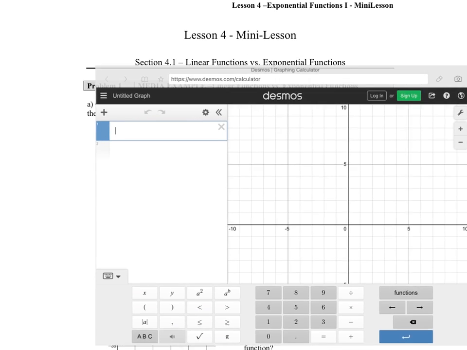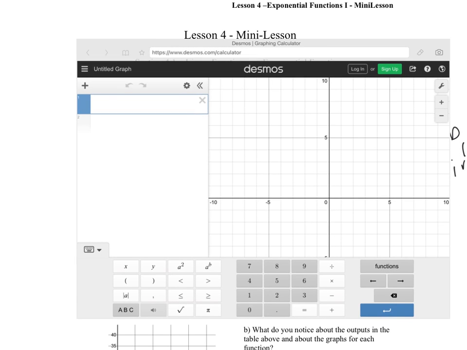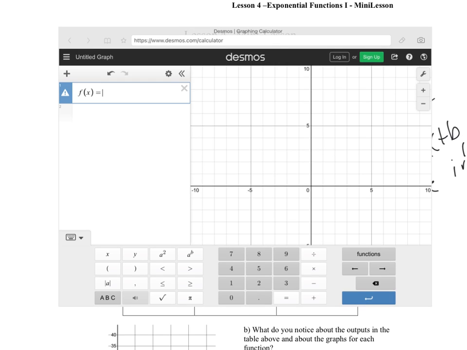So if we don't have access to a graphing calculator, I can pull up the Desmos online graphing calculator, and I can type this in. So I'm going to look at that very first function, that is f of x equals 2x. And if you had a graphing calculator, you could pull this up in y equals, but because I don't, I'm going to do that with it.